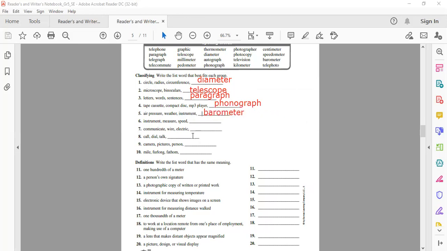Oh, I know this. Please, Feroz, don't shout like this. Okay, sorry. Number six, it's not speedometer. Are you sure it's speedometer? It's speedometer. Speedo, because we have speed. Yeah, it said speedometer. Okay, is there the other one?